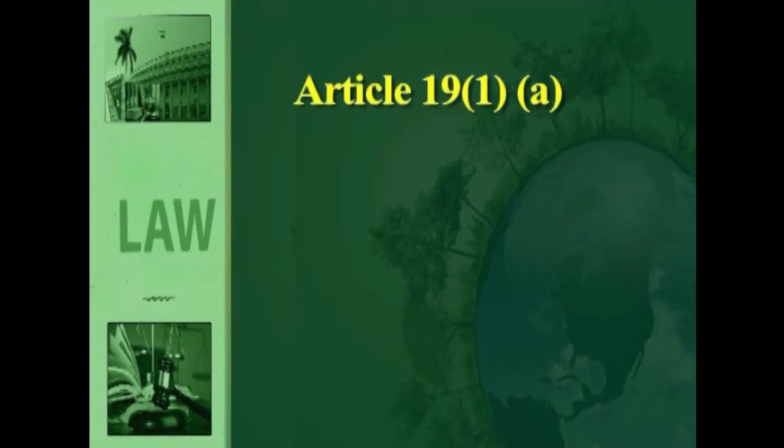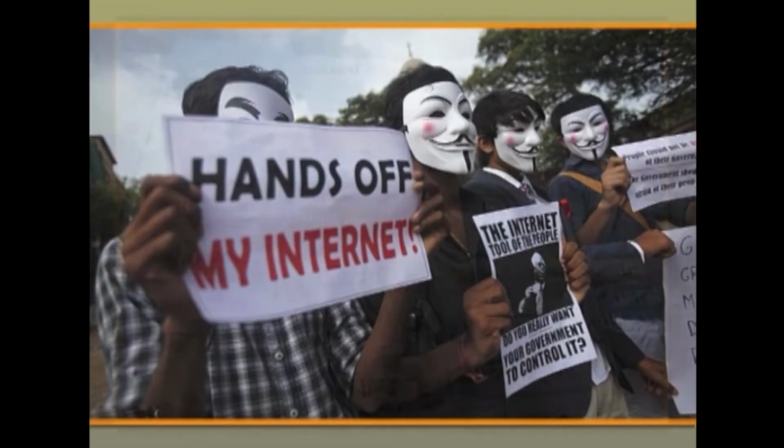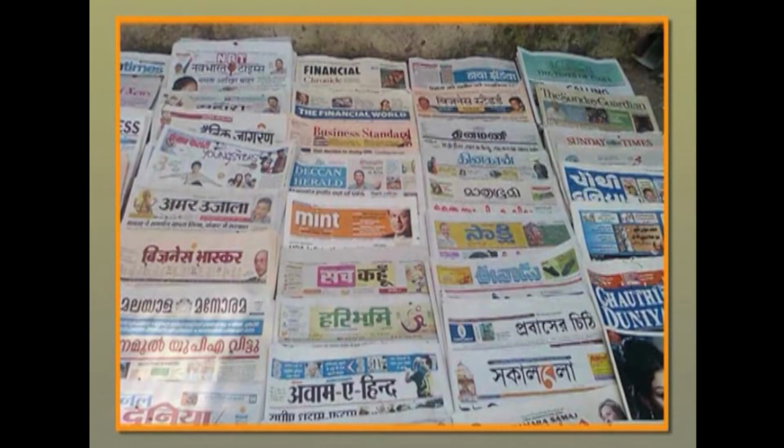Freedom of speech and expression under Article 19, Clause 1, Clause A also includes freedom of press. Public opinion and media has played a major role in creating awareness among the public about various environmental issues in India.